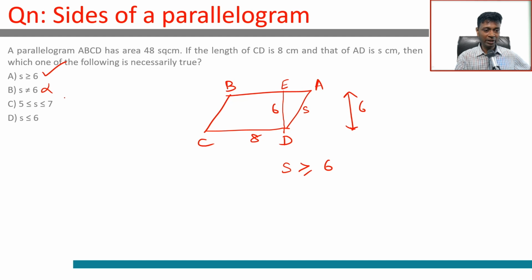Between 5 and 7, no. Less than or equal to 6, no. This is it. Length into height is area, breadth into height is area, base into corresponding height is area. The height is 6. That means the side should be at least 6. If this were a rectangle, S would be 6. Otherwise, it will be greater than 6.